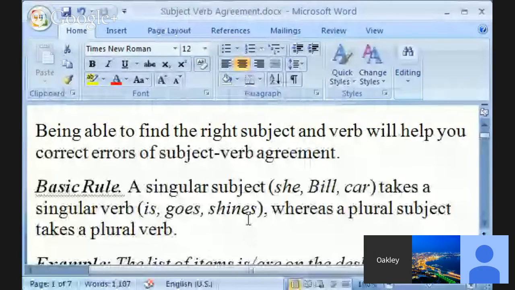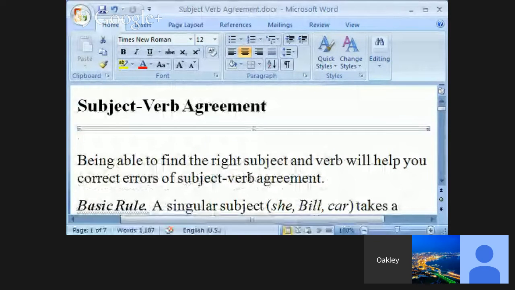All right. I'm going to get started here. I'm going to do a little screen share and get the game underway. Okay. Oops. Okay. Here we go. All right. Talking about subject-verb agreement.